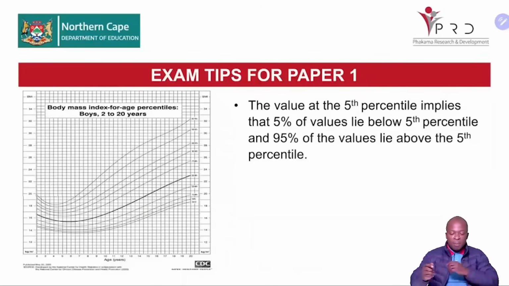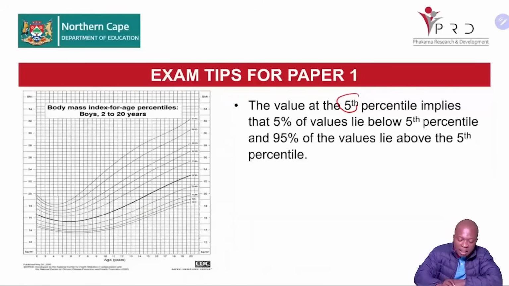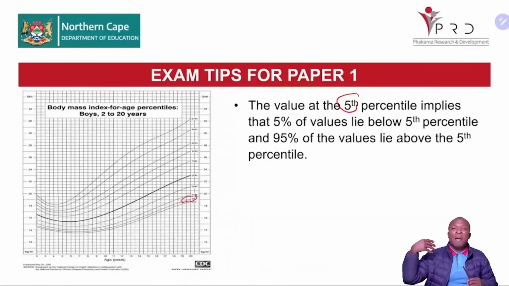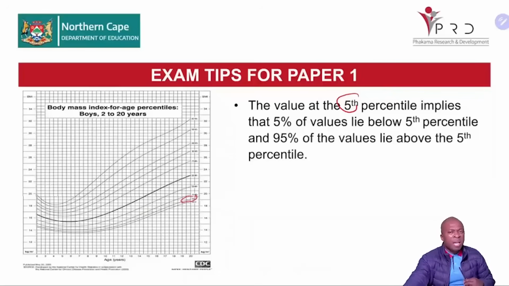Let's look at example. When they say the value of the 5th percentile implies that this is the 5th percentile, this line. What does it mean? It means that if we were to put 100 people there, 5% are below your weight and 95% are above your weight. It means you have very, very less weight. You are underweight, because only 5 people are below you, 95 are above you.